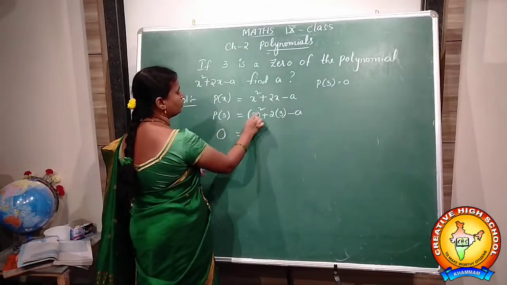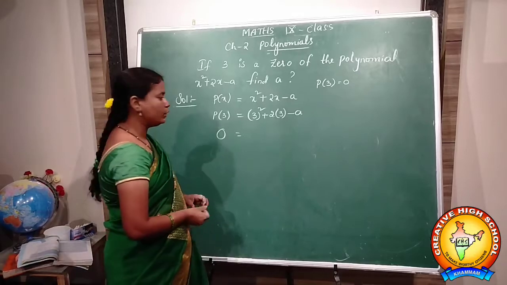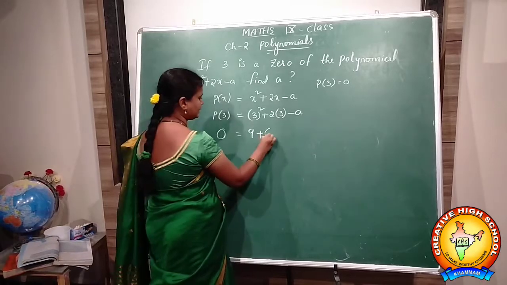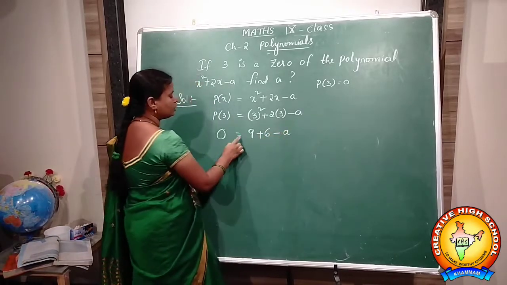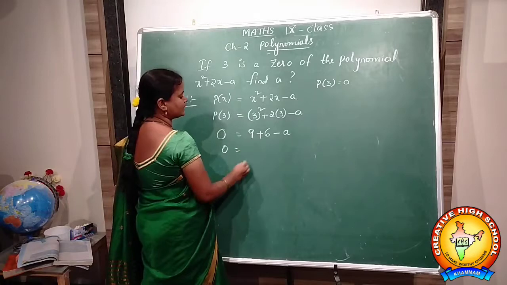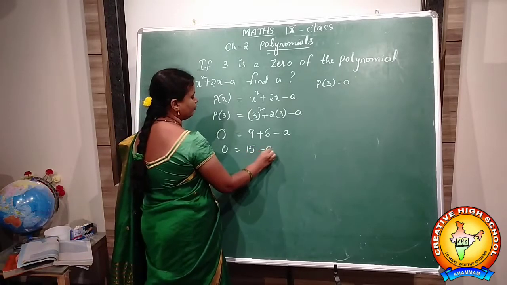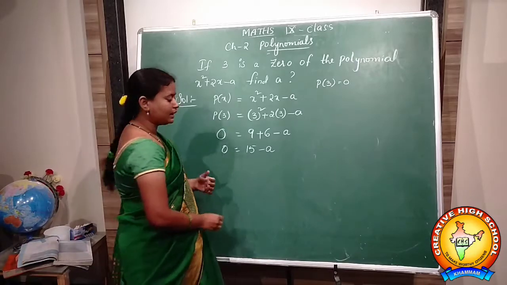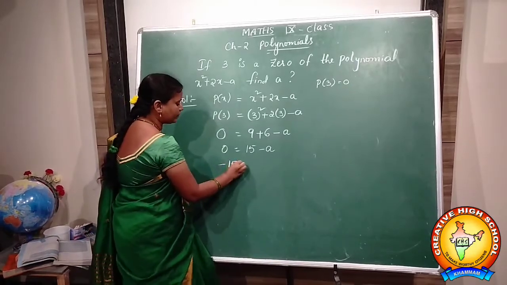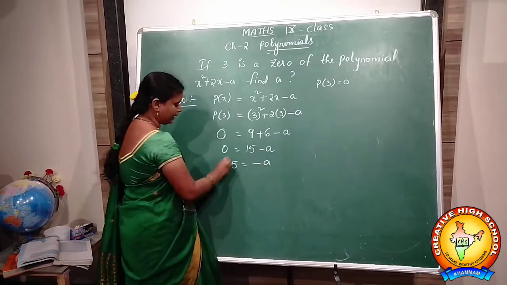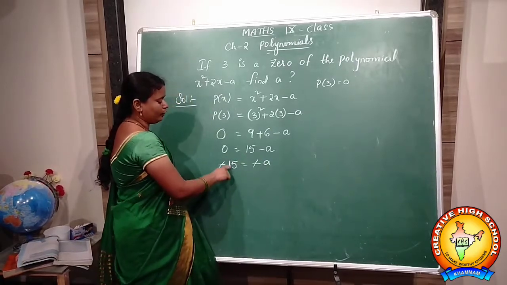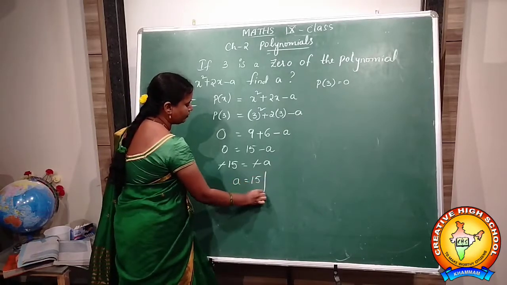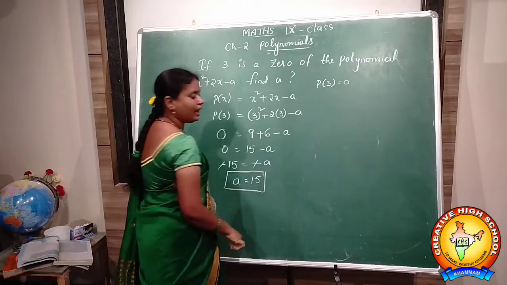So 0 is equal to 3 square. 3 square value is 9, plus 2 threes are 6, minus a. So 0 is equal to 9 plus 6, 15, minus a. Take the 15 to the left side of the equal sign; it becomes minus 15 is equal to minus a. The minus signs cancel, so the value of a becomes 15. Are you understand?